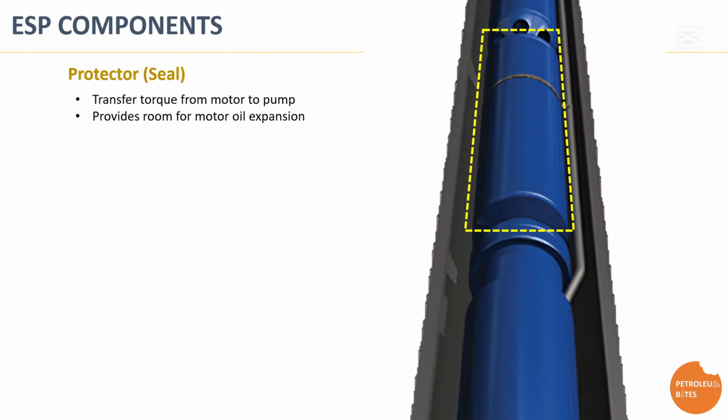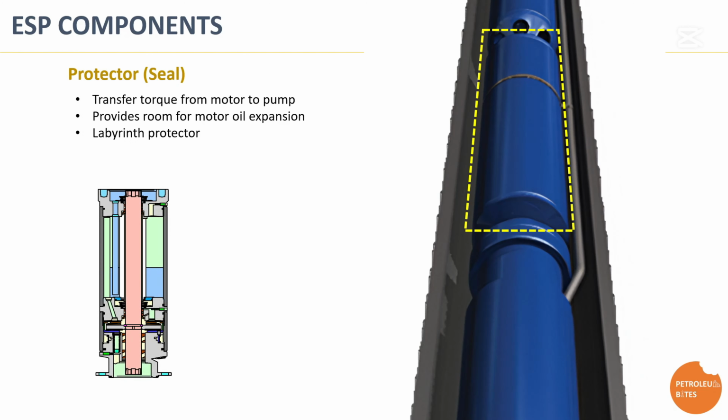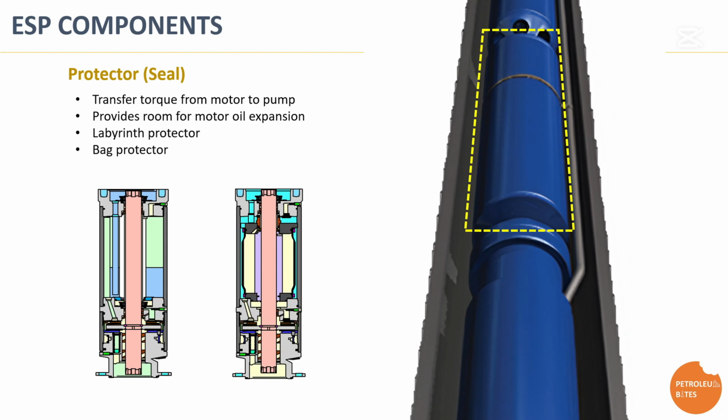There are two main types of ESP protectors, each designed to handle specific downhole conditions. Labyrinth protector uses a series of chambers and baffles to gradually equalize pressure between the motor and the wellbore. Bag-type protector is equipped with elastomer bags that expand and contract in response to motor oil expansion.